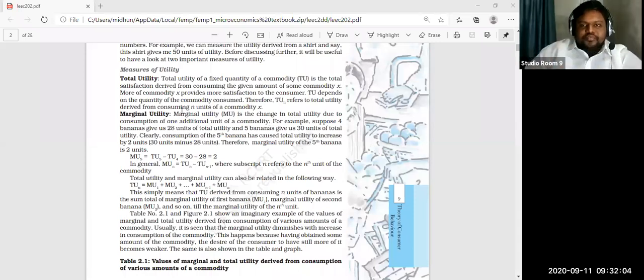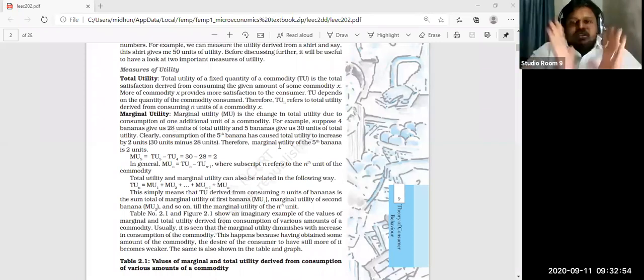Suppose you can see here, 4 bananas give us 28 units of total utility. Imagine altogether 4 bananas will provide 28 total utility. Assume we use the fifth banana, then the total utility is 30 units. That means first banana plus second banana plus third banana plus fourth banana plus fifth banana, the total utility is 30. But we know that 4 bananas altogether give us 28 units of utility, and we added one more banana, the fifth banana, and altogether the total utility is 30.